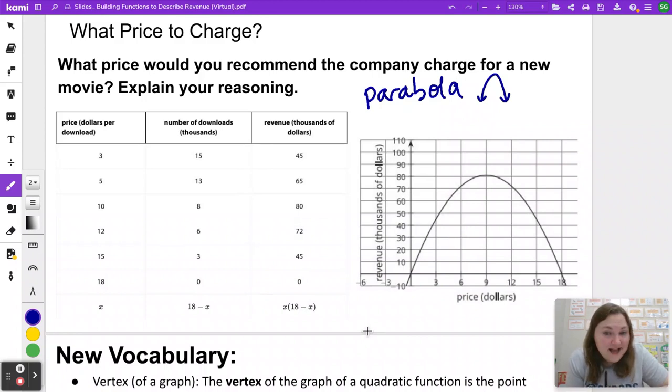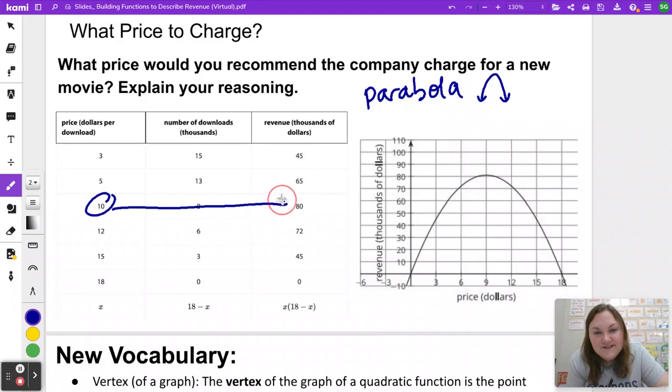When I do this in class, lots of times students focus in on the table and they say, well, that $10 looks pretty good. It looks like the highest possible revenue. But now that we've got the full graph, I do see there's points where it gets a little above $80,000. I'm looking right here. You see how it goes just a little bit above that $80,000 line? There's a point right here that would make them the most money.